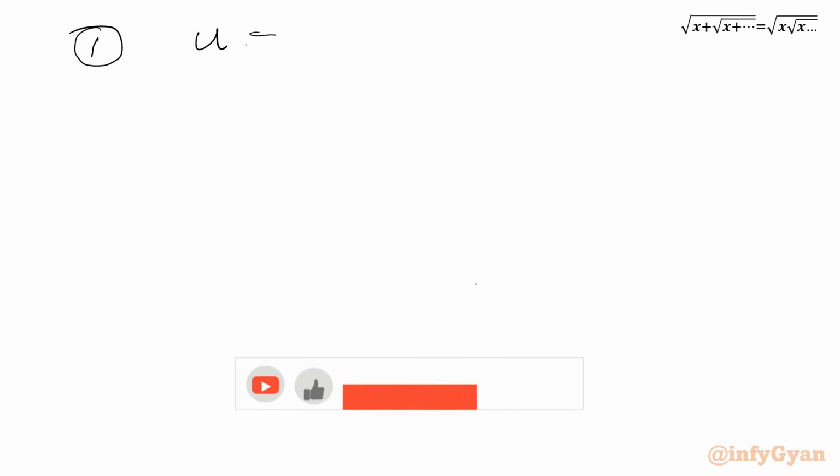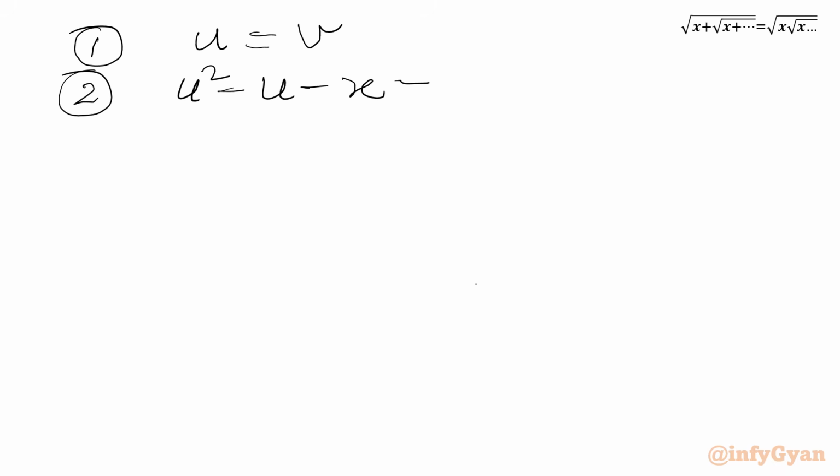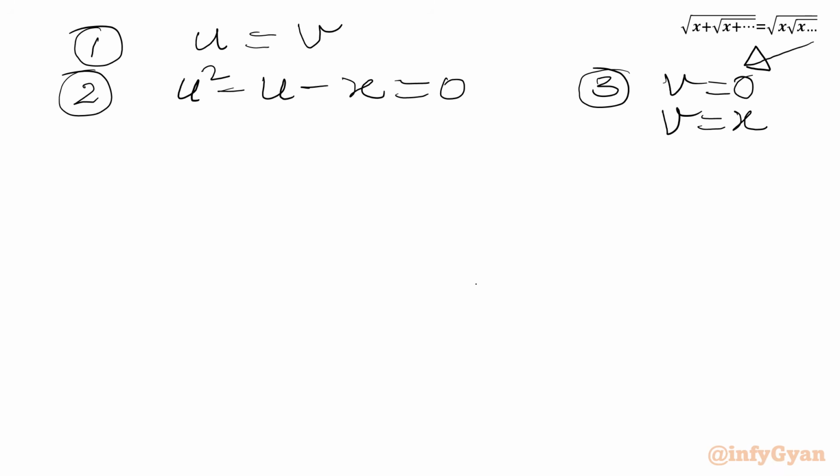So we have two results, equation 1, equation 2, and two results from third equation, I would say. So let me write here. First equation is U equal to V. Second equation is our quadratic in U square minus U minus x equal to 0. And I will say our third equation is V equal to 0 and V equal to x. Now we will begin with V equal to 0. Then we will take up V equal to x.